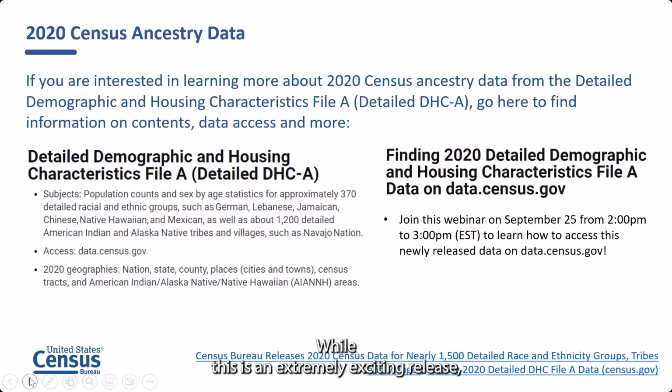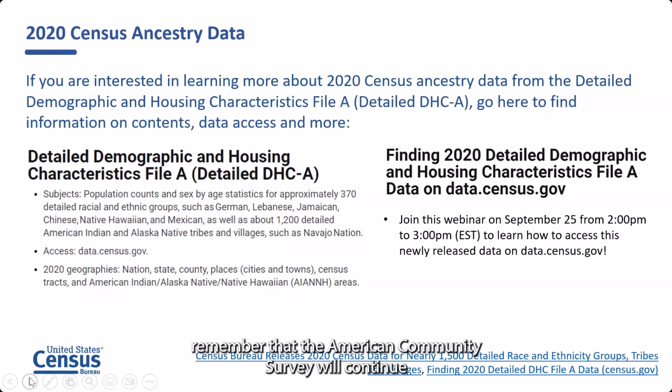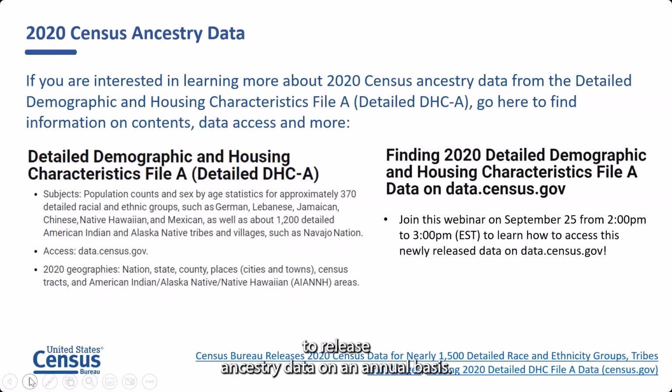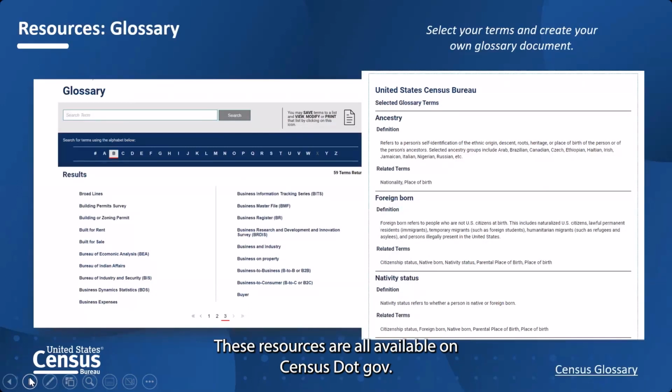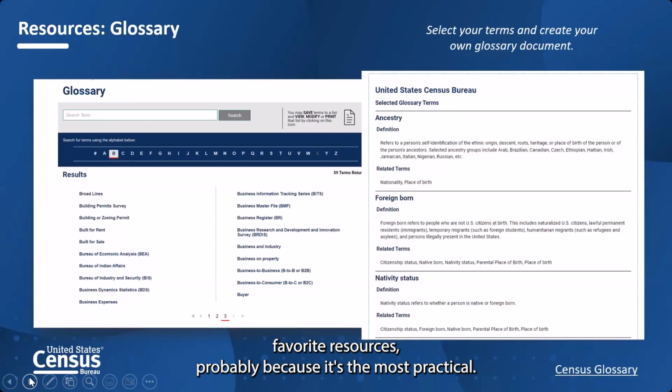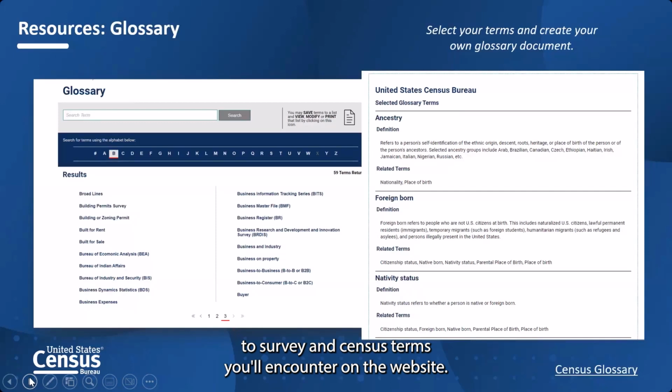And while this is an extremely exciting release, remember that the American Community Survey will continue to release ancestry data on an annual basis. I have a few resources I want to share before I turn the session over. These resources are all available on census.gov. The first I wanted to share is the Census Glossary. The glossary is one of my favorite resources, probably because it's the most practical. It provides official definitions to survey and census terms you'll encounter on the website.